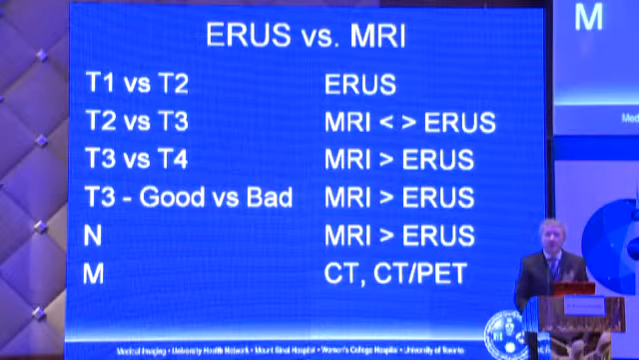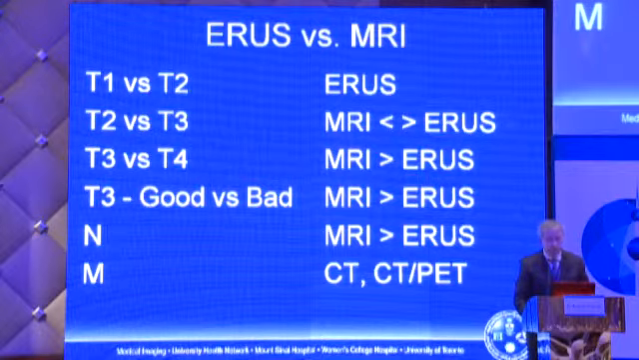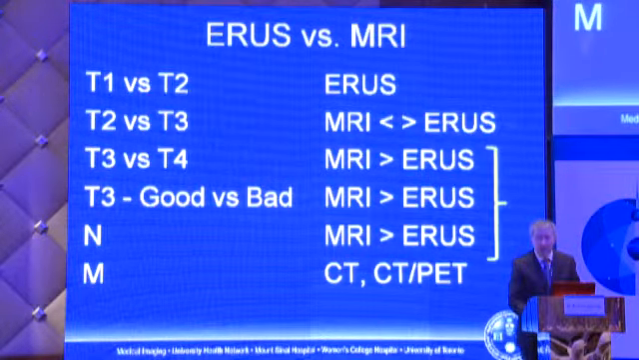T2 versus T3 disease, well, it really depends on the expertise in any particular center. In very good hands, endorectal ultrasound may have an edge, but if you go beyond that and you're staging T3 versus T4 disease, good T3 disease versus bad T3 disease, nodal disease, well then MR is clearly superior to endorectal ultrasound in all those three categories.